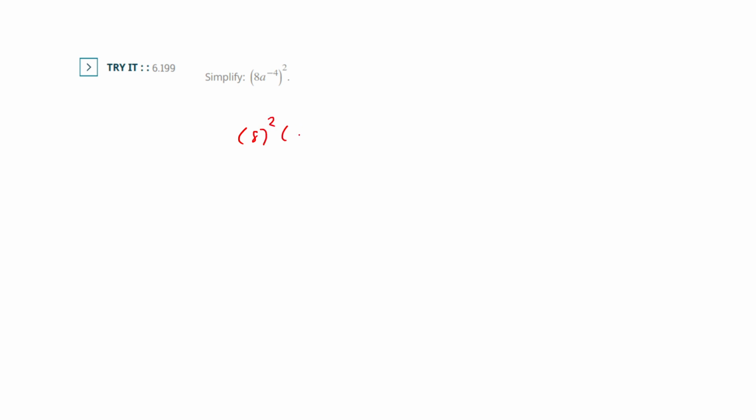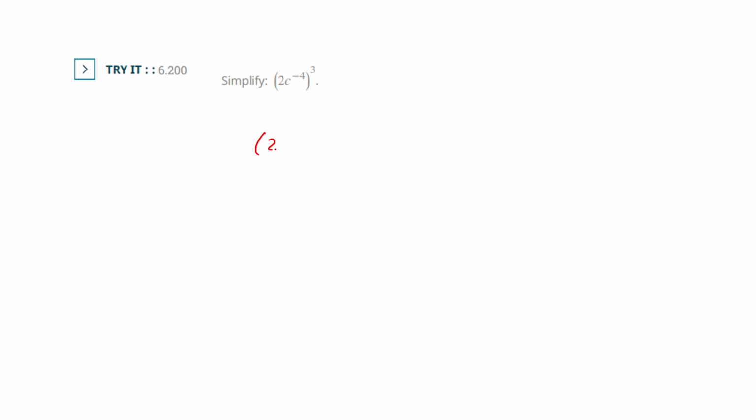Giving that exponent to both of them. 8 to the 2nd is 64. I've got a, so power to power, a to the -8th. Now let's get rid of the negative and move that down, and I get this.